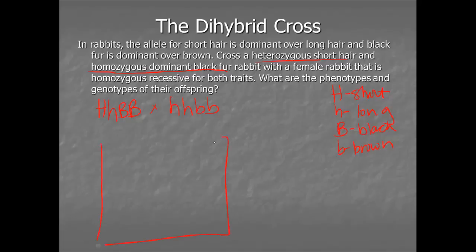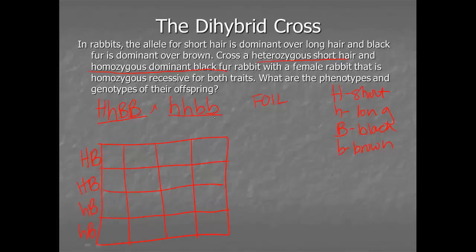So I need to make a big 16 boxer. Now you're going to see on this problem that sometimes these can go a little faster. So we have to use the foiling method, first, outer, inner, last, to figure out what goes on my sides. So I have my first parent, my first H and my first B, my outer H and my outer B, my inner H and my inner B, my last H and my last B.